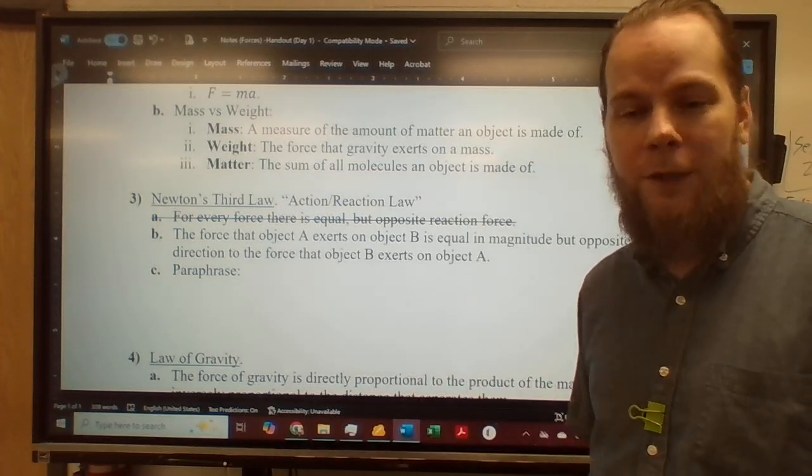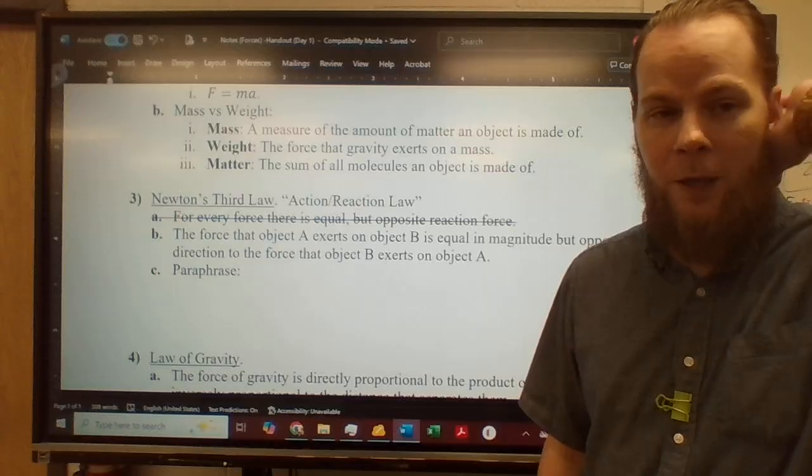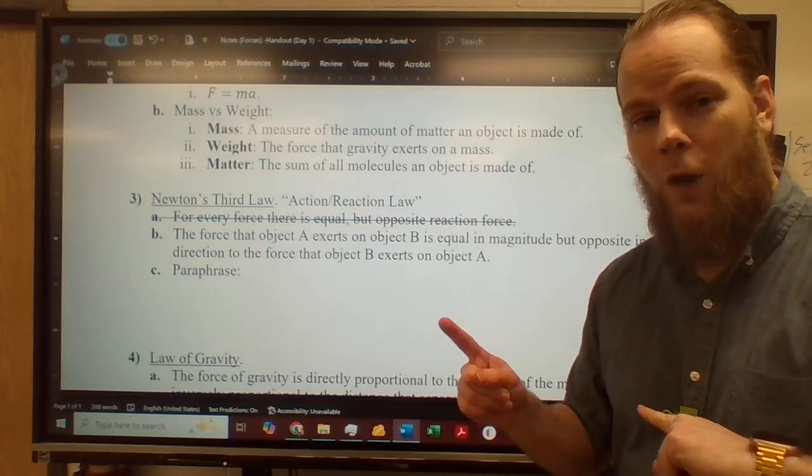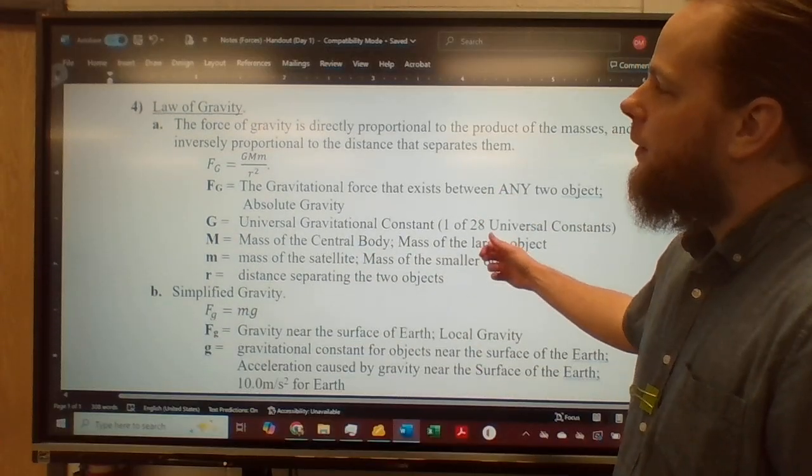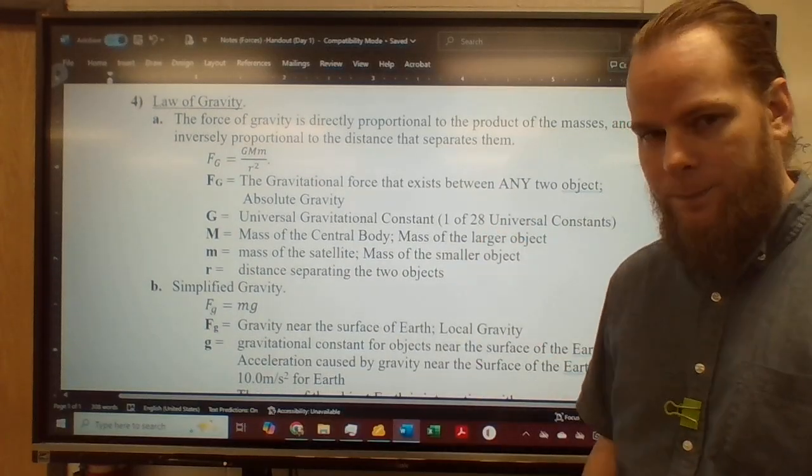When you're done with that, I'm going to go ahead and scroll down to the law of gravity, and we'll talk about that one. All right, I'm moving on. So, Newton's fourth law is the law of gravity.